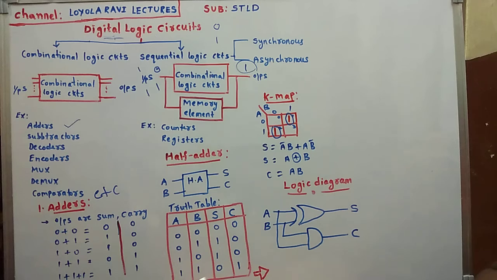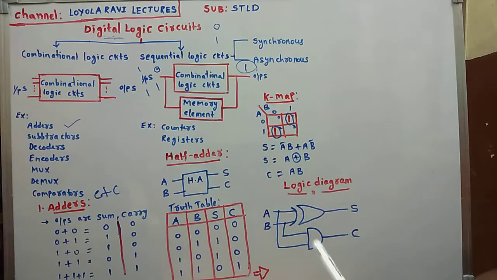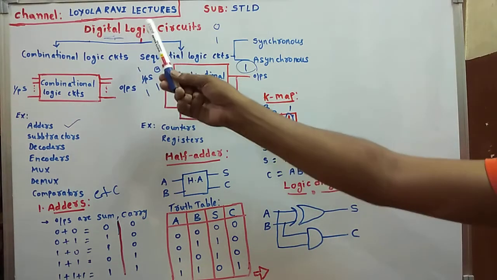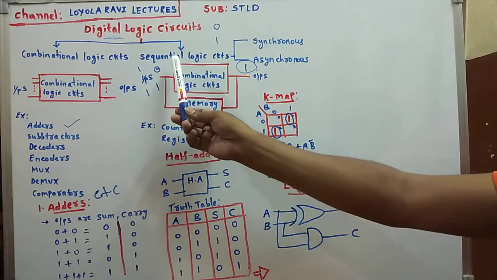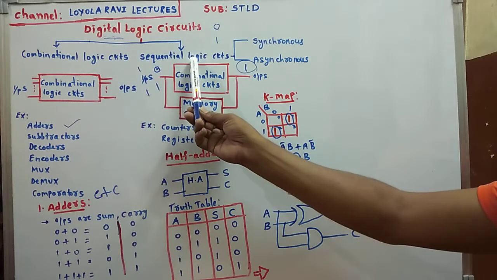Everyone, today we will discuss a very important topic in STLD, that is digital logic circuits. All digital logic circuits are classified into two types: one is a combinational logic circuit, and another one is a sequential logic circuit.